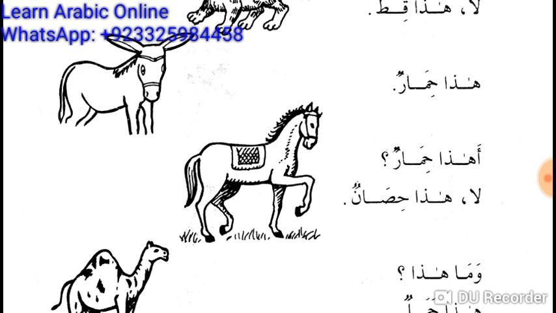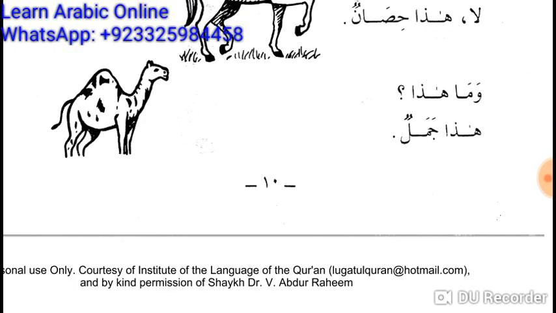La, haza hisanun. No, this is a horse. Good. Wama haza? And what is this? Haza Jamalun. Wait a minute. This is a camel. Jamalun. Jamal. Jim fatah jamim fatah, ma lam tanwin lun. Jamalun. Okay, haza Jamalun. This is a camel. Good.